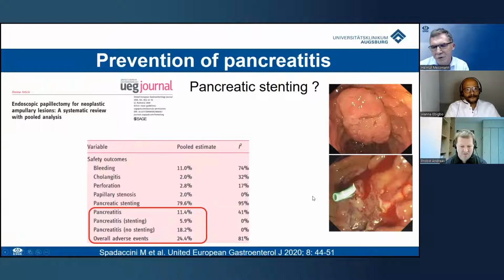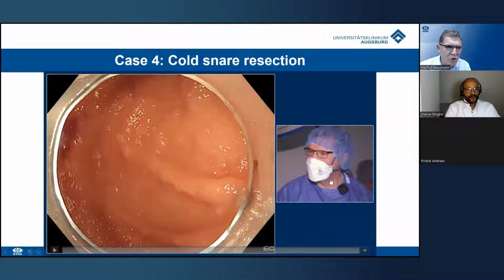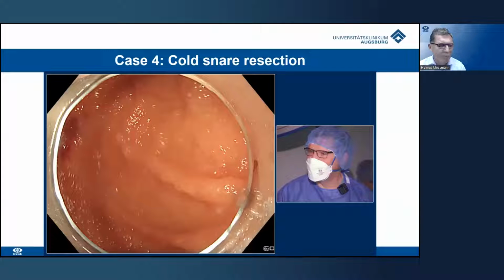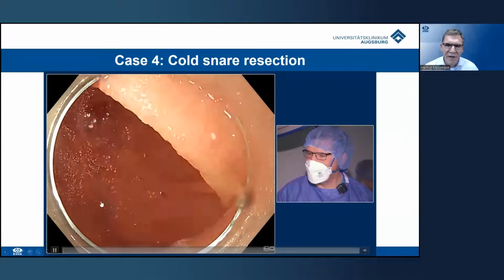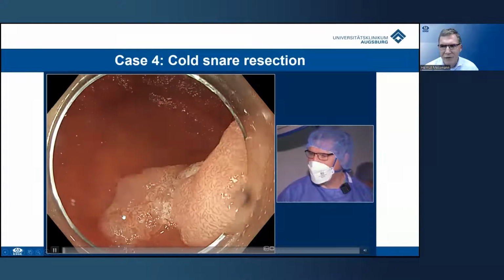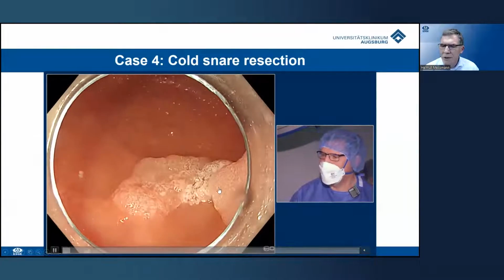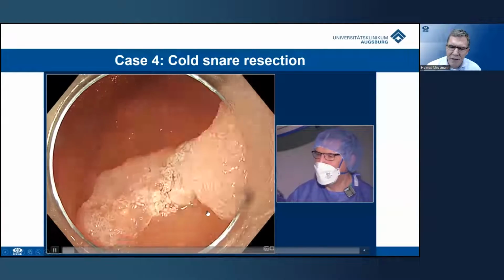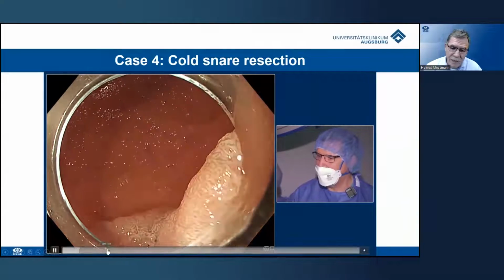Okay, thank you. So now in the next couple of minutes, I would like to show you some new techniques. Now we were discussing regular classic piecemeal EMR or en bloc EMR for ampullary adenoma. The next technique is cold snare resection, as shown here. A lesion, I would say 2 centimeters, flat, Paris 1S, and no risk of malignancy.